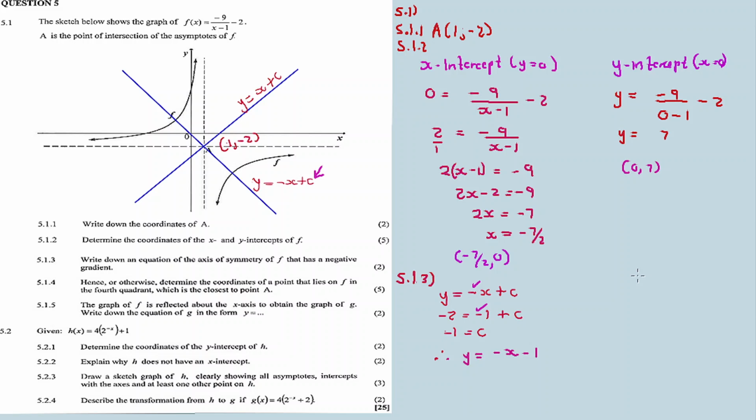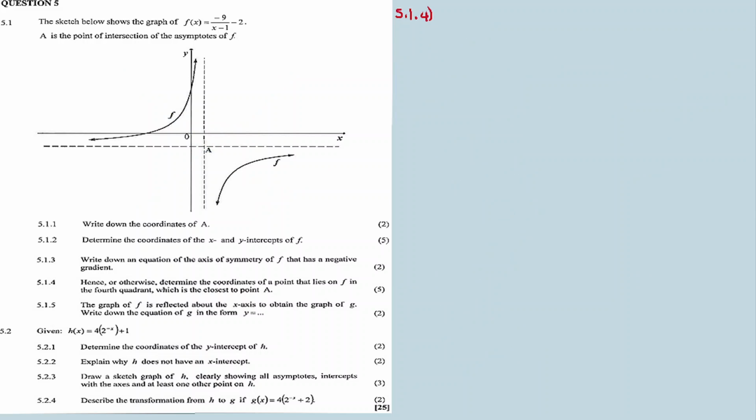5.1.4. Okay, we need to calculate here. So let me erase this so that there is enough space to answer 5.1.4. Okay, 5.1.4: hence or otherwise determine the coordinates of a point that lies on f in the fourth quadrant, which is closest to point A.